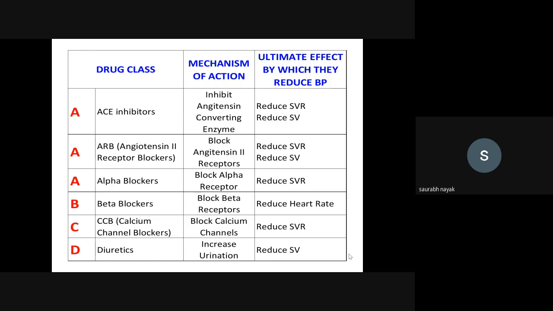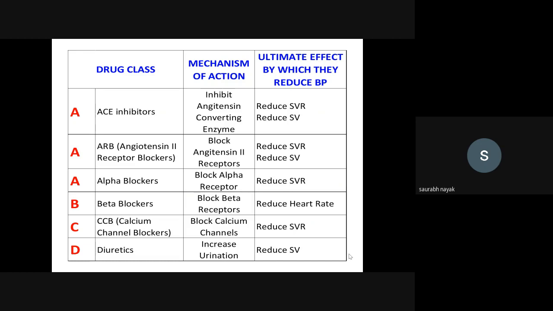Now, alpha blockers. The alpha receptors are present in the blood vessels. By blocking these alpha receptors, we will be able to reduce the systemic vascular resistance. Now, beta blockers. As we know, beta receptors are present on the heart. If we block these beta receptors, then we will be able to reduce the heart rate.